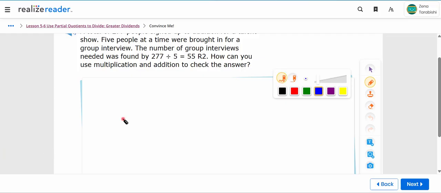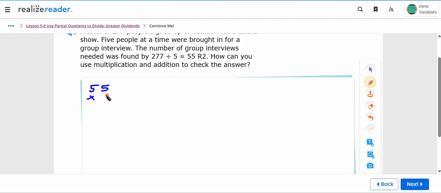Since we know that division is the inverse operation of multiplication, let's try multiplying by this answer to see if we get that number after we add that 2. So now let's try multiplying 55 times 5.